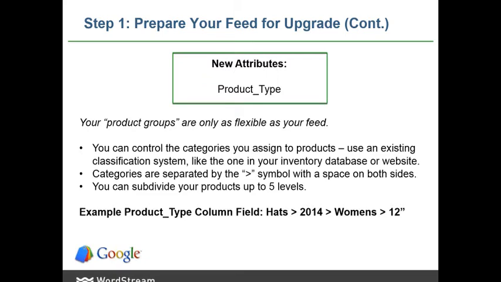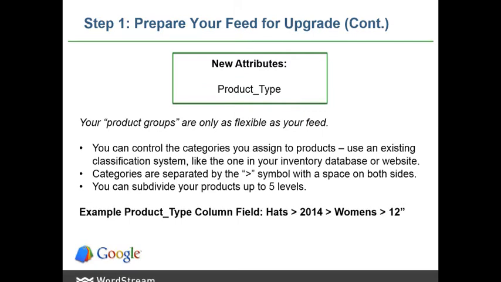And I recommend that you use an existing classification system that you're familiar with, perhaps the one that's in your inventory database or your actual website. And by classification system, I mean kind of the hierarchy of your products. So as you can see in this example here, a product type column field would typically look like this. This is just a retailer that sells hats, 2014 styles, women's category, 12-inch size hats. Very, very basic breakdown just for the example.